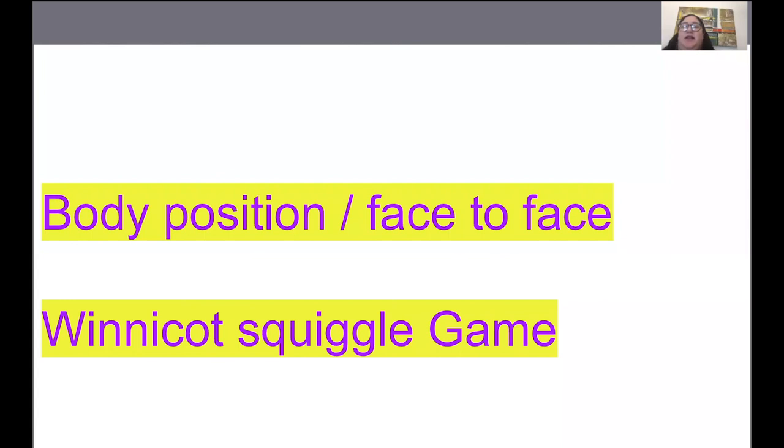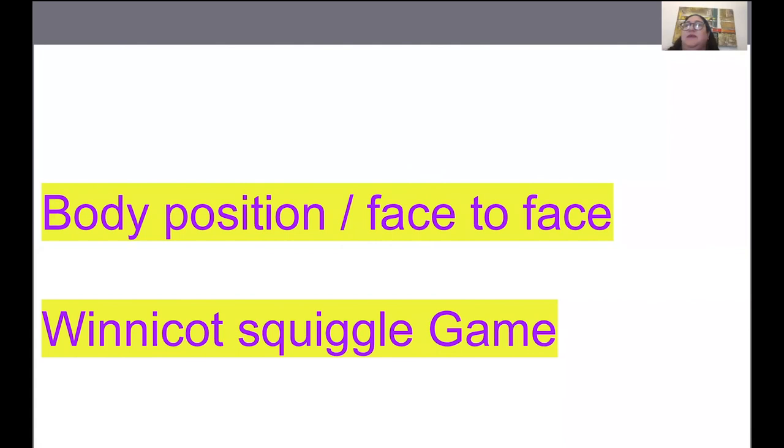So what you do is you take a piece of paper, just basic crayons or markers or pencils. They make a squiggle, you continue from their squiggle, and they continue from your squiggle. And it's kind of like a conversation. From the point that you finish, they have to make the line continue from yours, and you keep going on.